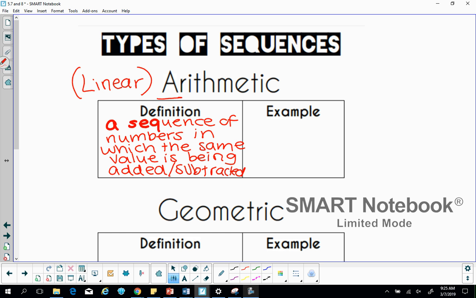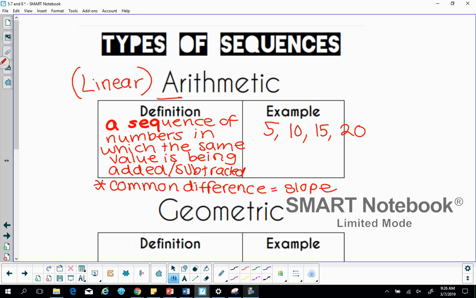An example would be the one we did this morning, 5, 10, 15, 20. They don't look like points, they just look like numbers. And what's going on? What is being added each time? 5. The number that's being added each time is called your common difference. Your common difference is literally your slope. Even though it says the word difference, and we think of difference as subtracting, common difference just means the value that's being added or subtracted each time.